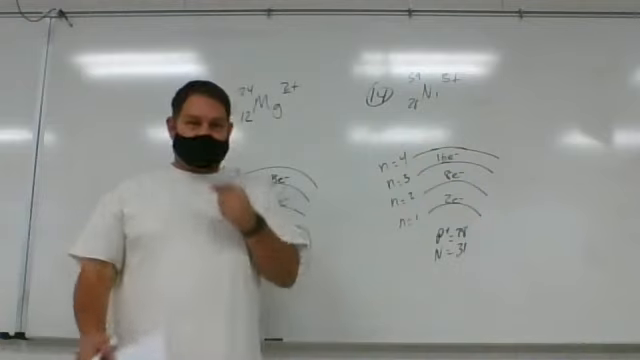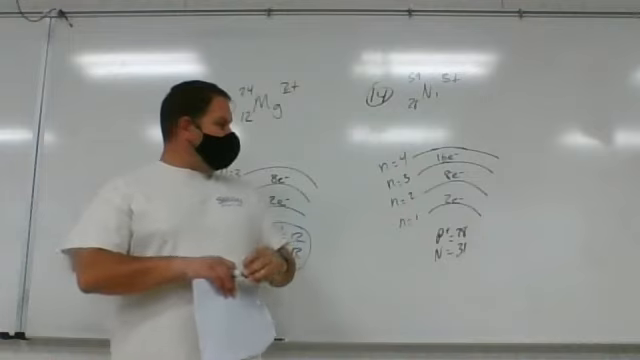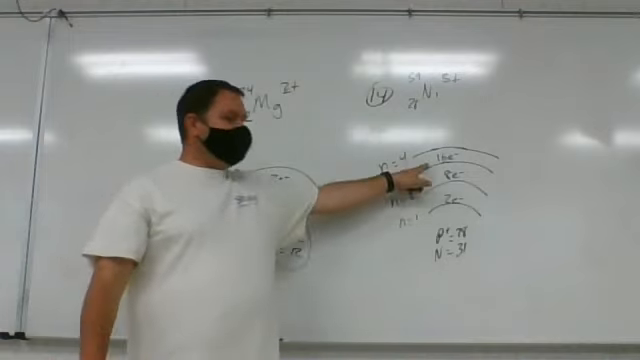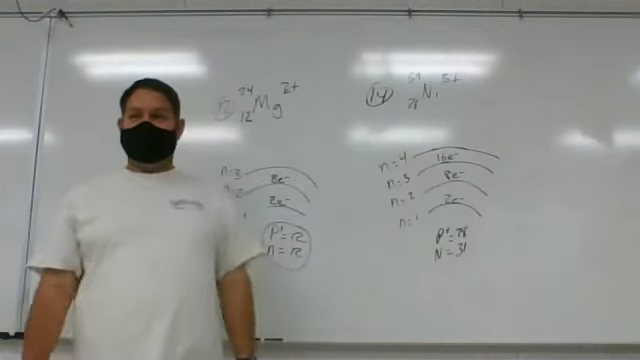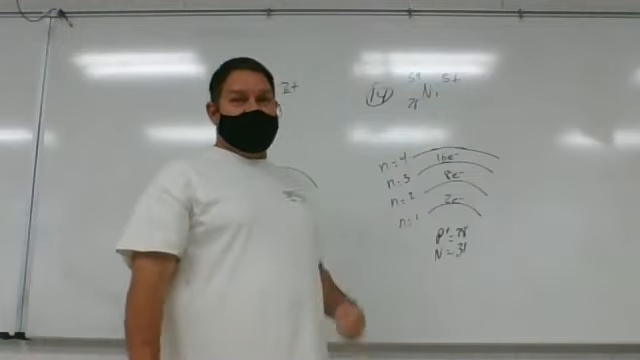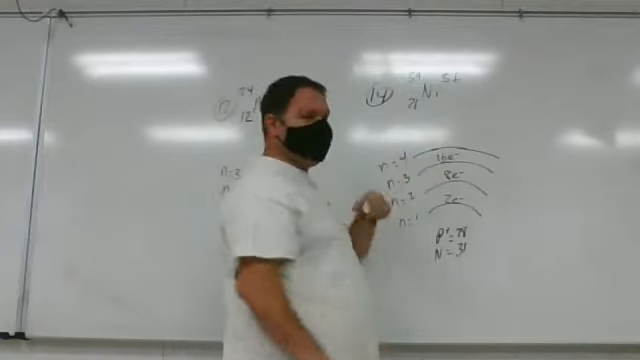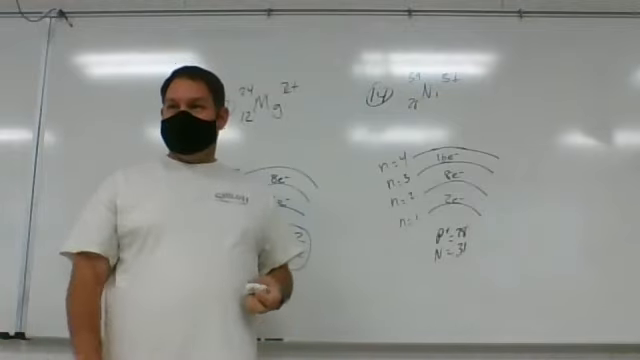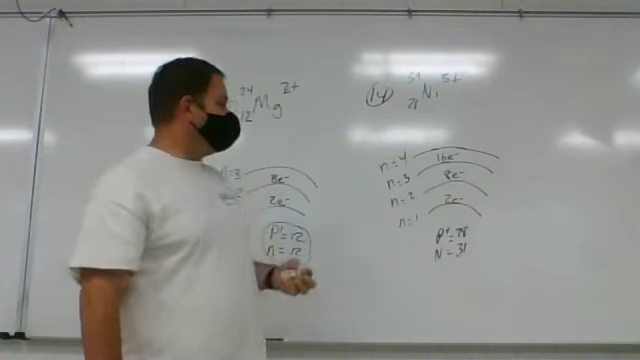So it would be 2, 8, 16, 2. If you're adding 3 electrons, if we lose another electron, then it would be 2, 8, 16, and 1. Do you need the empty shell in your answer? No. You don't.